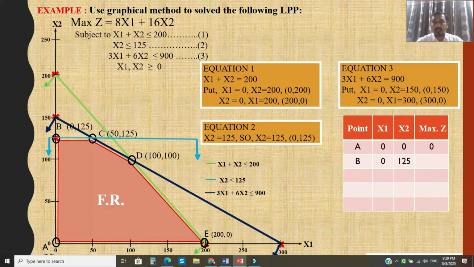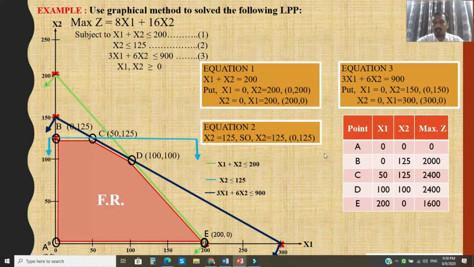Similarly at point B, x1 0 and x2 125. So here we get the value of z as 2000. In the same way, point C, x1 50 and x2 125. So here the value of z is 2400. Same for point D, x1 100 and x2 100. So here also z is 2400. At point E, x1 coordinate 200 and x2 coordinate 0. So here the value of z is 1600.